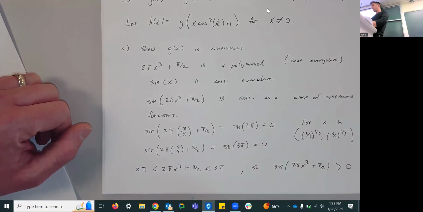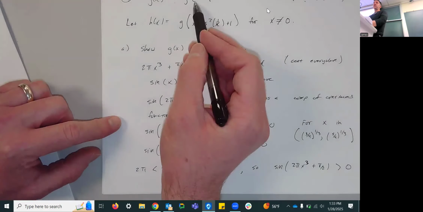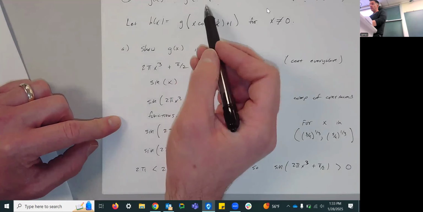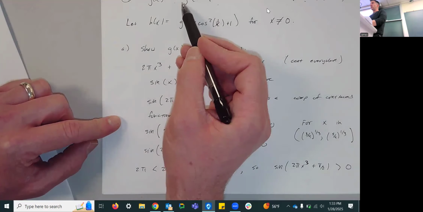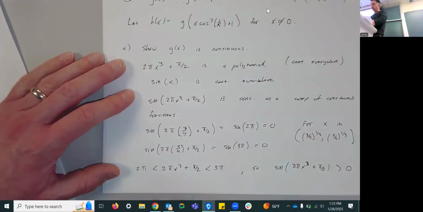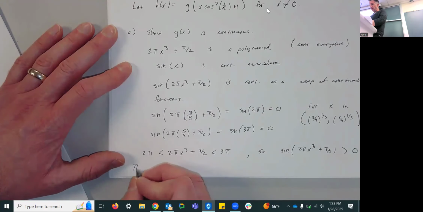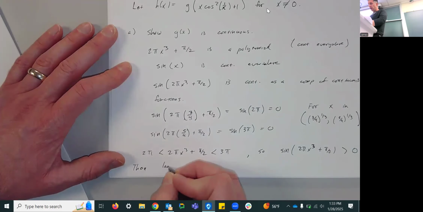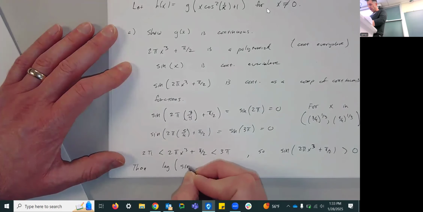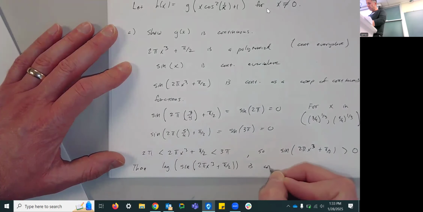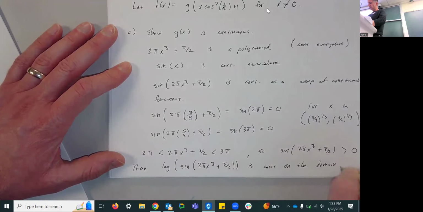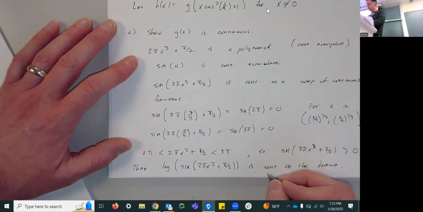Because now we can say, great, a composition of a composition of a composition is continuous, and that logarithmic function is going to be defined since our input is always going to be positive. So then we can finally say, great, then log of sine of 2 pi x cubed plus pi over 2 is continuous on the domain given. I'm not going to write it again because it's a pain, as a composition of a composition.